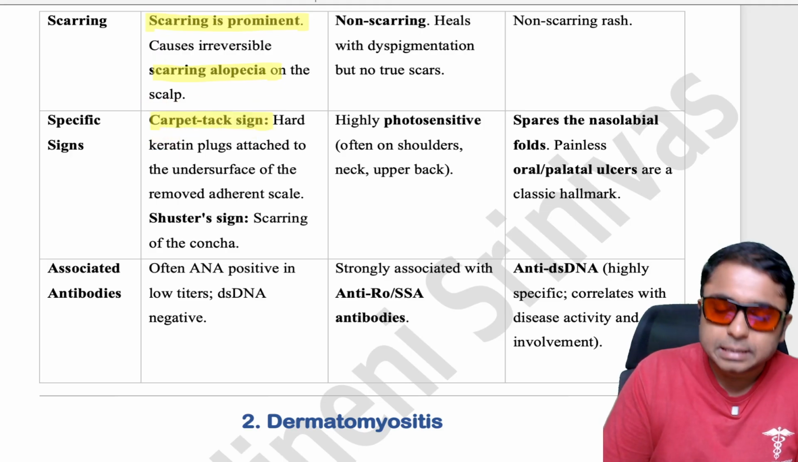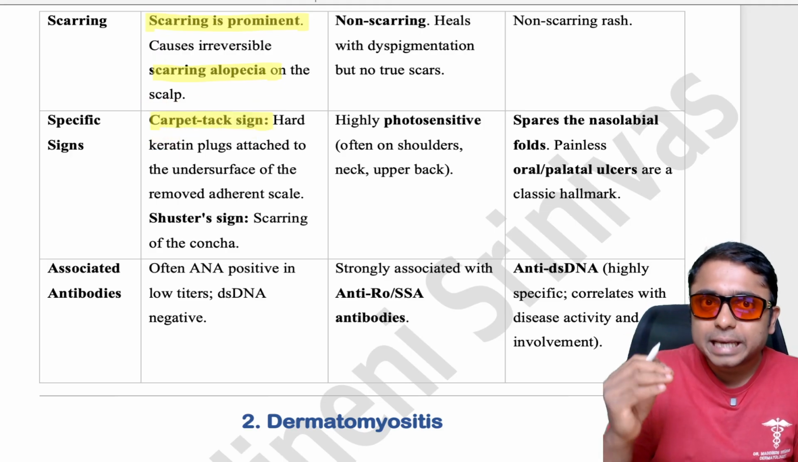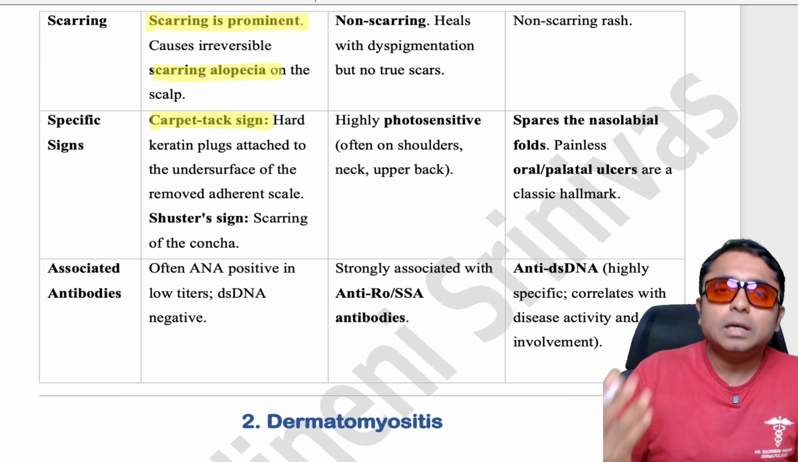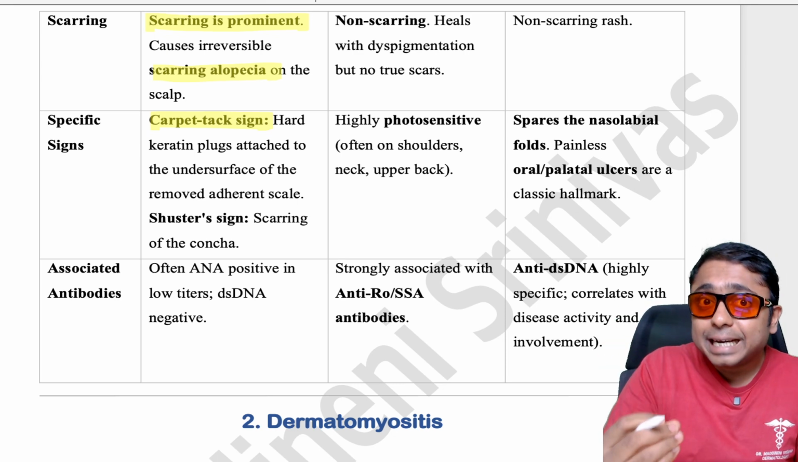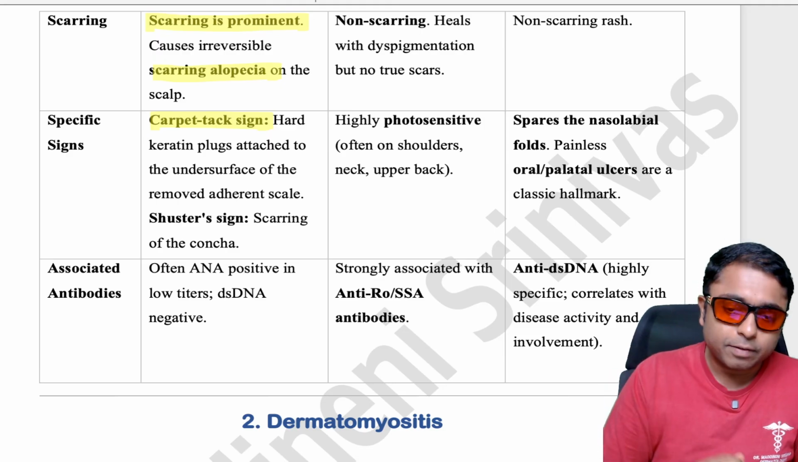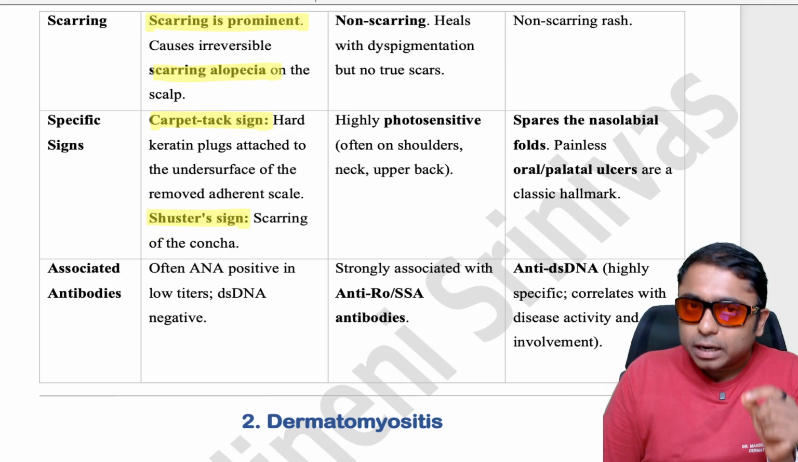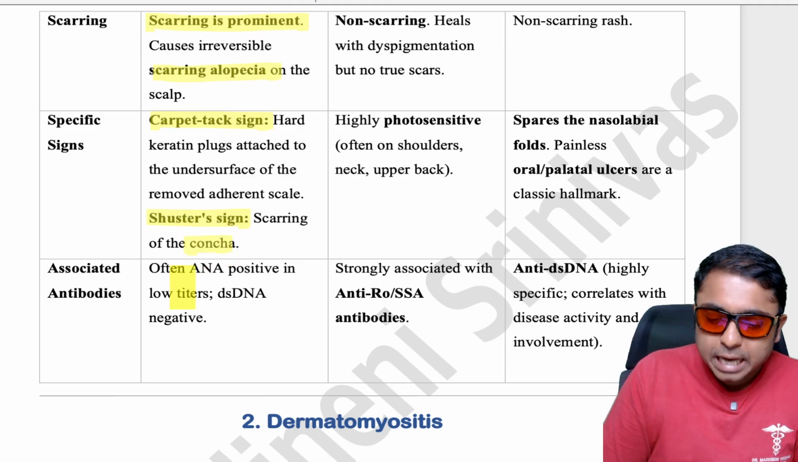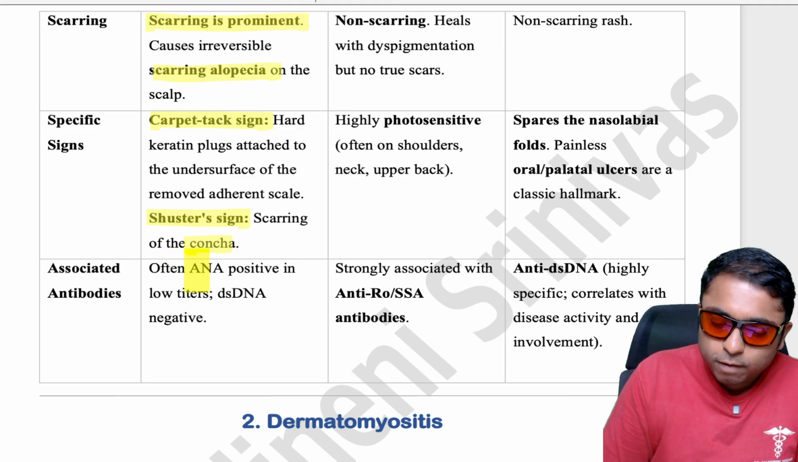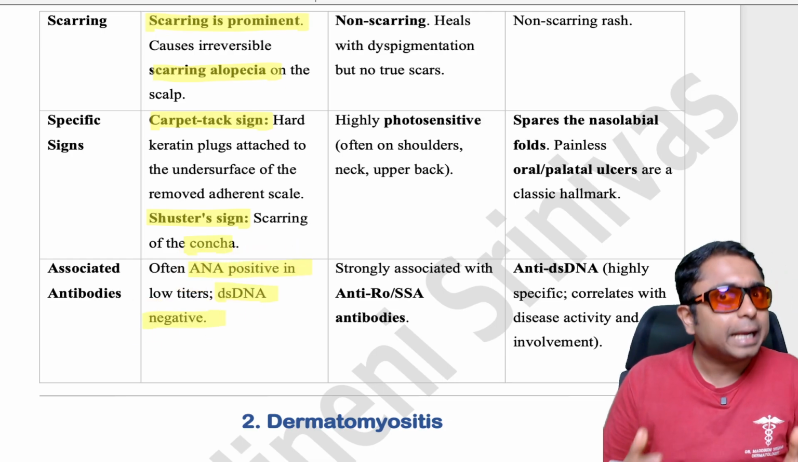Carpet-tack sign: it is the hard keratin plaques which are seen underneath the scale when we remove the scale from the scalp or face lesion. This is also called tin-tack sign or cat tongue sign. All these are very important to remember. Shuster sign: scarring DLE lesions present in the concha is called Shuster sign. As for antibodies, ANA is often positive in very low titers and dsDNA is often negative.